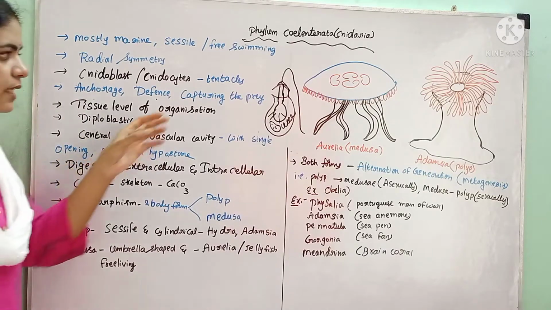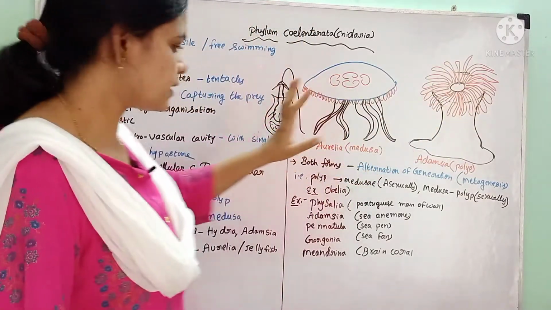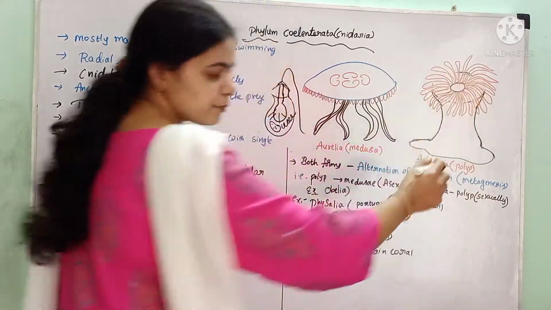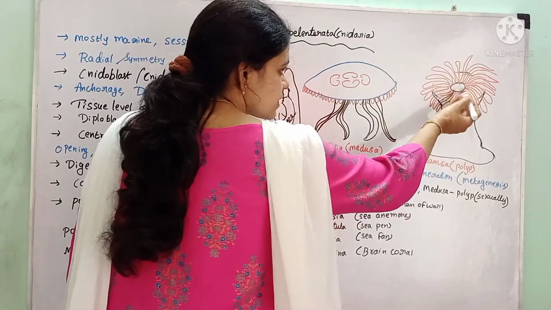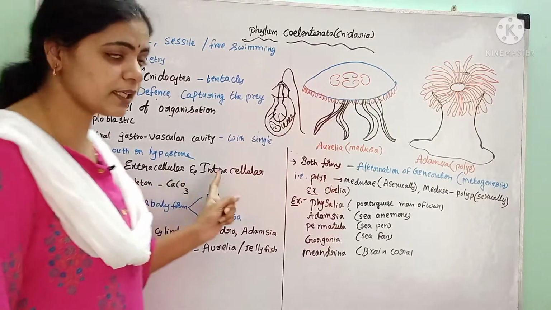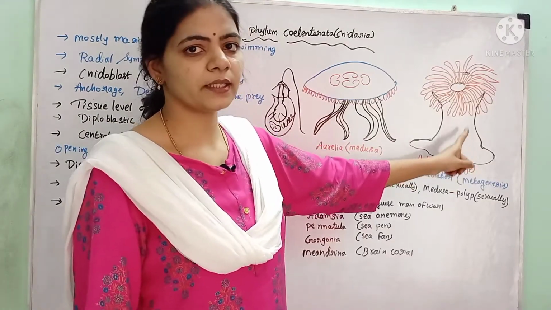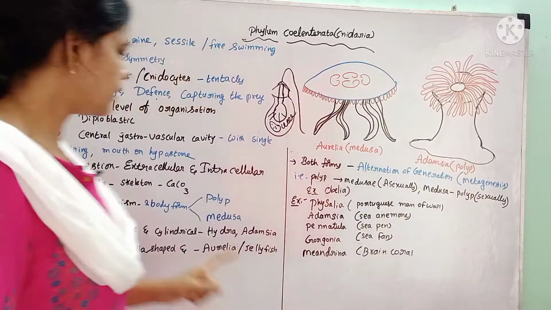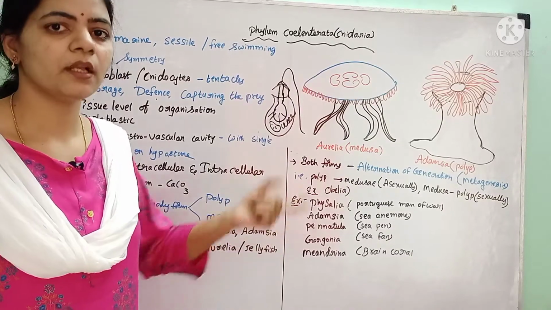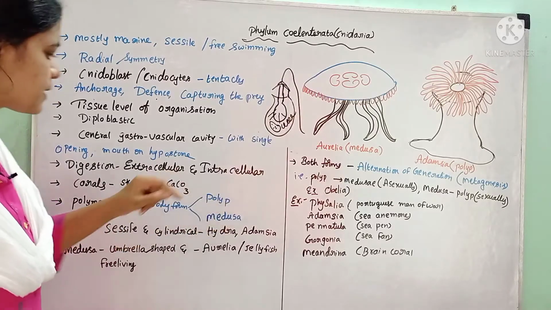And a central gastrovascular cavity is present inside the body, with a single mouth which is present in the hypostome. This is called the hypostome. In the hypostome there is a single opening, and the digestion is both extracellular and intracellular. Since it has a gastrovascular cavity, the digestion will occur in the gastrovascular cavity, that is called extracellular digestion. And sometimes they may show intracellular digestion also, that means the digestion takes place inside the cells. So both extracellular and intracellular digestion will be seen here.